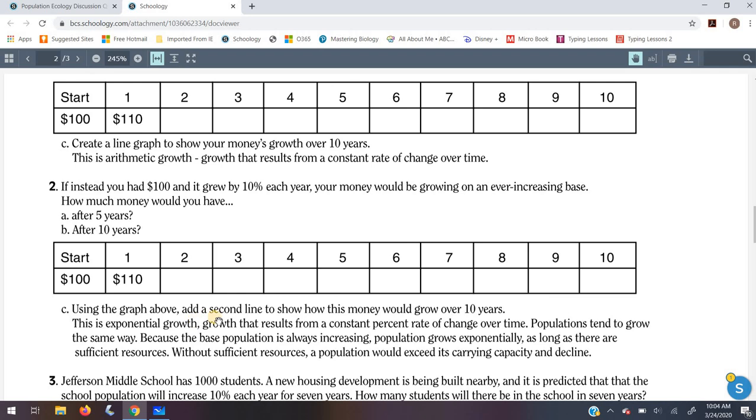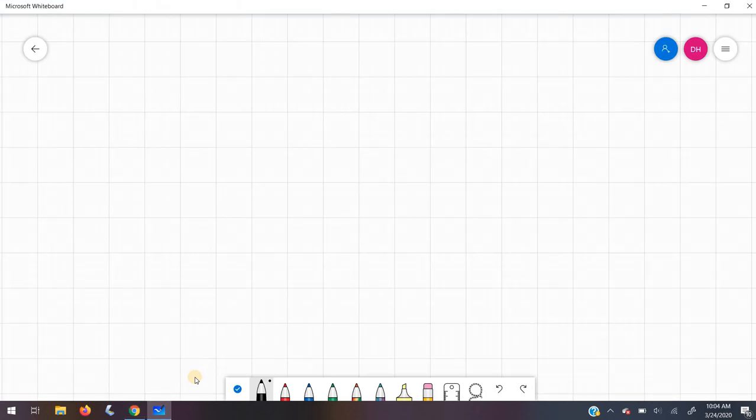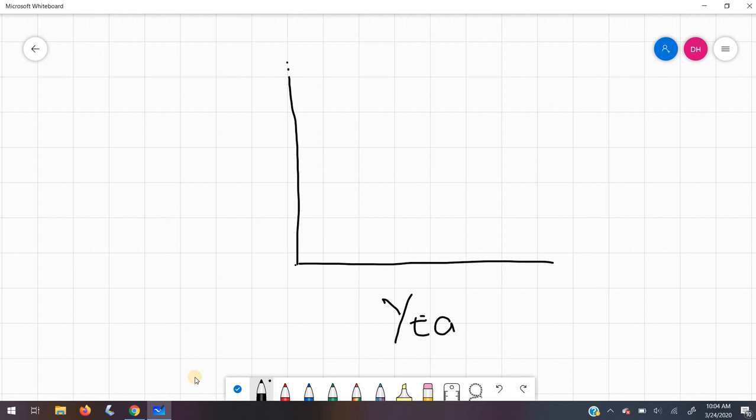You're going to make a graph with the data from number 1, and then number 2 says you're going to add a second line to show how this money would grow over 10 years. So I'm going to show you here how to make a graph. They told you in the beginning directions that your time would always go on your x-axis. That's your horizontal axis down here at the bottom, and the time in this case is years. You can't just write time there, you need to write years.